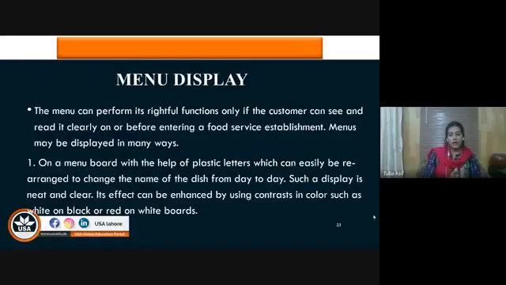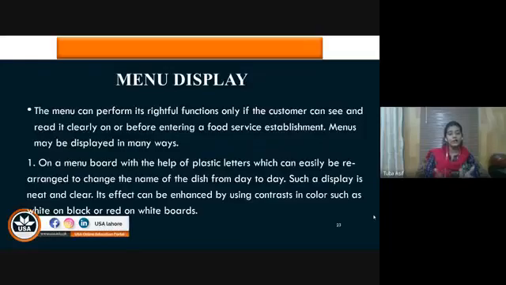Now, the menu display. The menu can perform its rightful functions only and only if the customer can see and read it clearly before entering a food service establishment. Menus may be displayed in many ways. On a menu board with the help of plastic letters, which can easily be rearranged to change the name of the dish from day to day. Such a display is neat and clear.